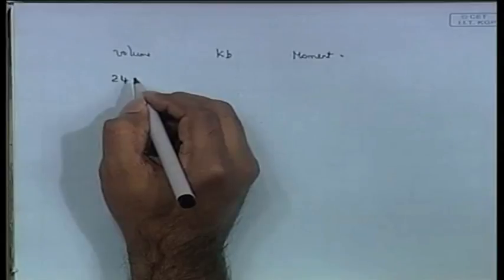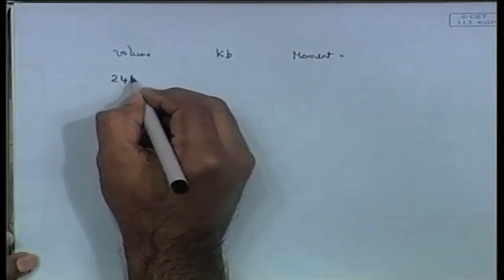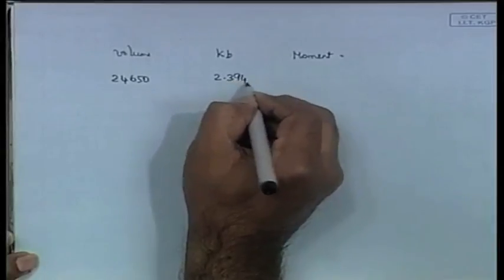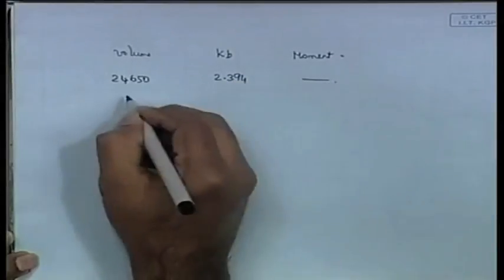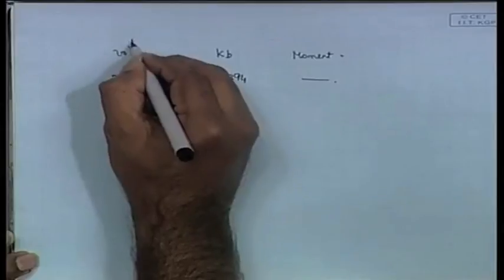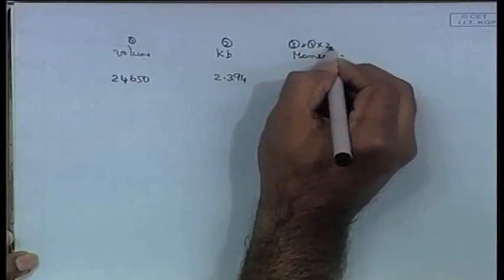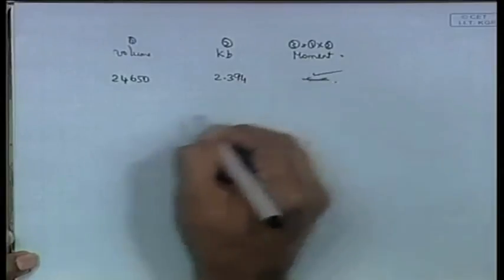From the table we have calculated a total volume, this is what it comes to. Then this is the KB you are getting, and this is the moment. This is 1, this is 2, 3 is equal to 1 into 2. So you will get the product of these two here.